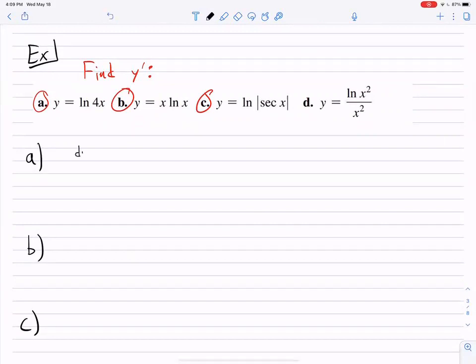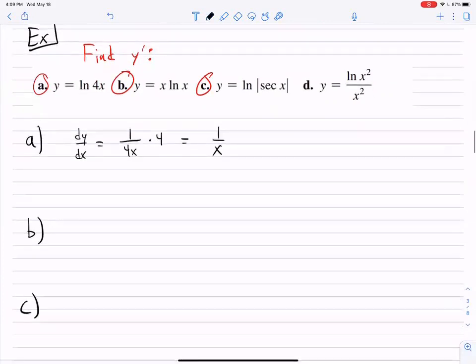So dy dx will equal, by the chain rule, 1 over the inside function. So it's 1 over 4x, and then times the derivative of the inside function, which is 4. And so this is just going to be 1 over x. So that's the derivative. And it actually turns out, and you'll see this in your homework, that the derivative with respect to x of ln of kx, where k is any constant, is just 1 over x.